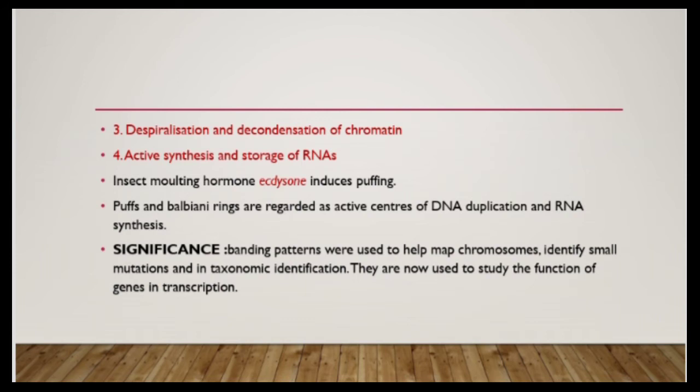Now, what is the significance of polytene chromosomes? Banding patterns were used to help map chromosomes, identify small mutations, and in taxonomic identification. They are now used to study the function of genes in transcription. So this is the significance of the polytene chromosomes. And within the polytene chromosomes, their banding pattern is more significant.